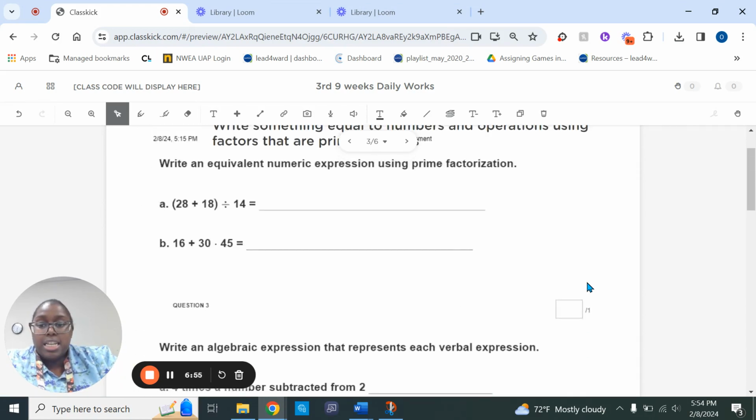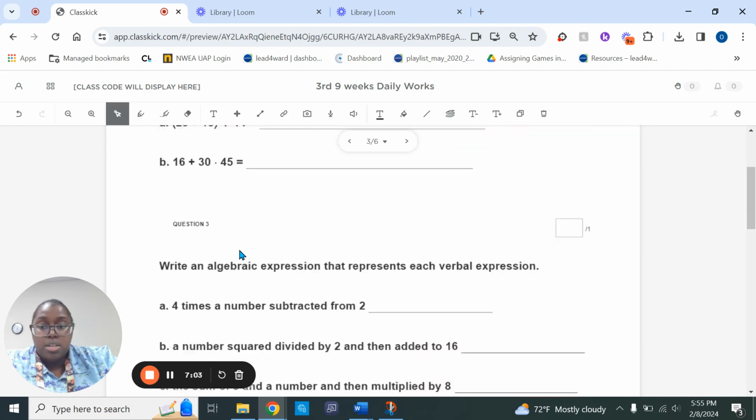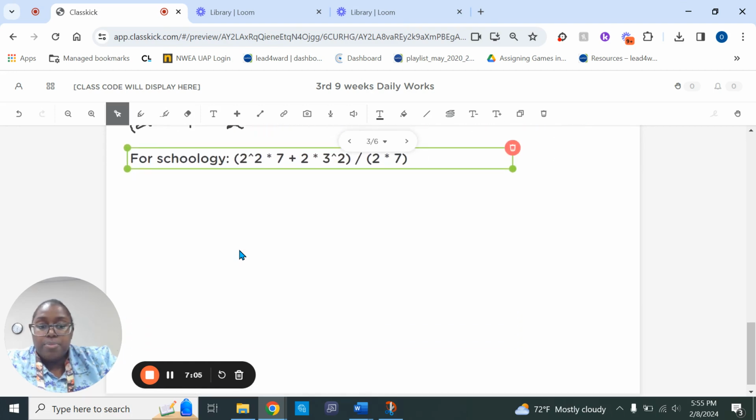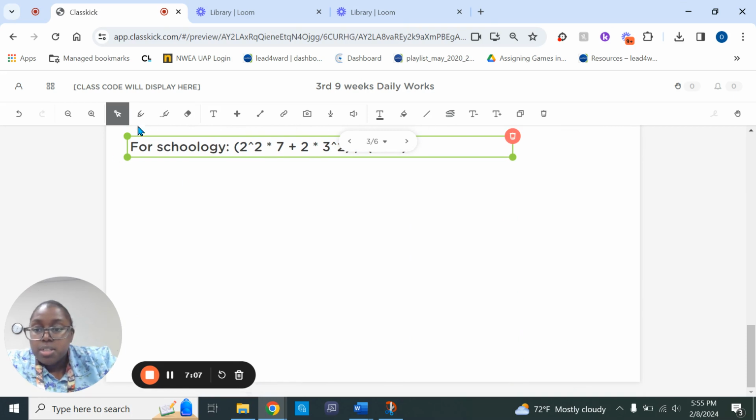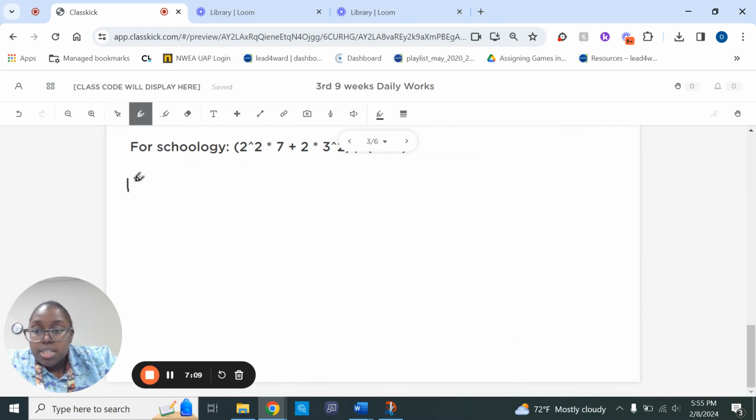Now let's look at B. B gives us 16 plus 30 times 45. Looking at these numbers, none of them are prime, so we're going to have to change all of them. So going down here, ooh, I'm running out of space. 16, 30, 45.